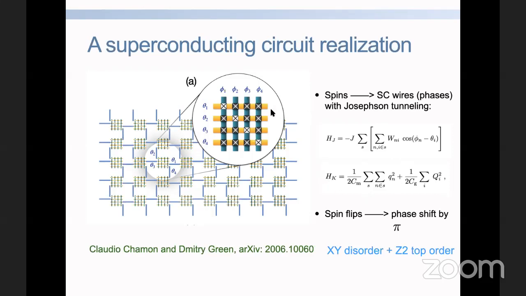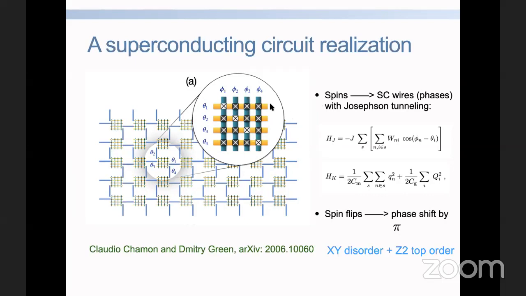And now, in terms of these superconducting wires, the quantum mechanical term, the analog of the transverse field, here is just the capacitance term. And then you can see that a spin flip in this language now becomes a pi phase shift of the superconducting wire that can be generated by the capacitance term because they are conjugate variables.